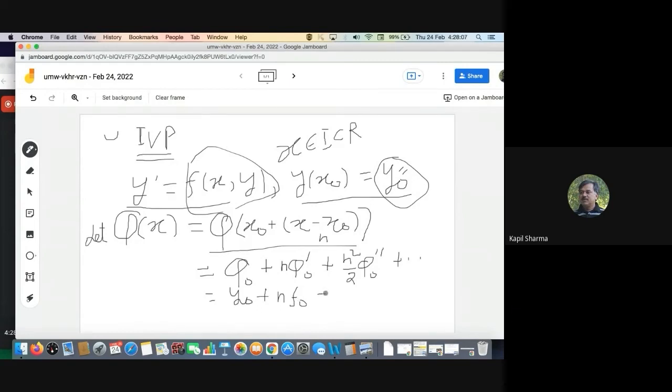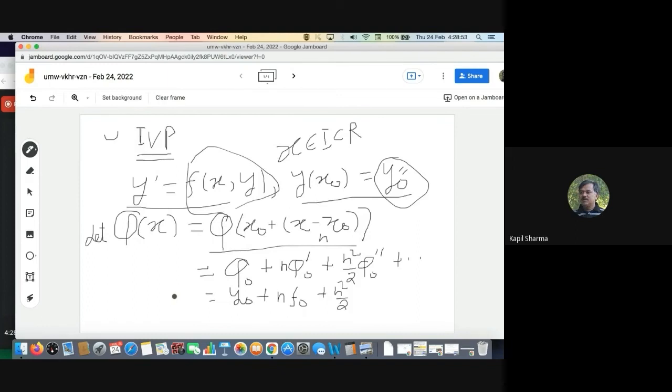Now look, the next one, h square by 2. Now can anybody tell phi double prime at 0? Do we know that? Yes, we can differentiate it once. I think del f upon del x at x naught. I don't think so. Something more than that, because now this is a function of two variables, x, y. So you have to use the Leibniz formula.